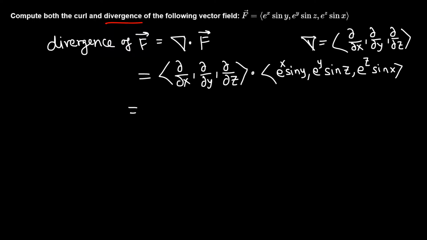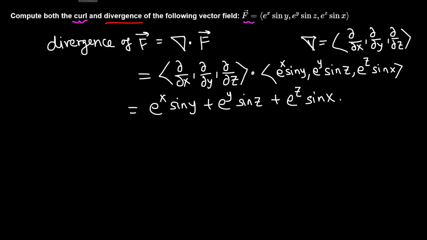So take the partial derivative of this function with respect to x. With respect to x, sin y is constant and e^x is just e^x, plus take the partial derivative of this middle component with respect to y. So e^y is just e^y and sin z is constant, plus similarly with respect to z, e^z is just e^z, sin x is constant. That's it.